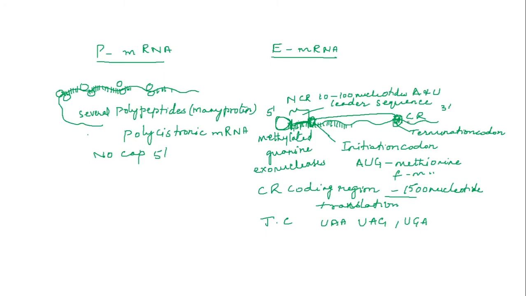After the termination codon, the mRNA strand has a long tail, and this tail of mRNA is called the polyadenylated tail. That is, it has multiple adenines. It ends like this, adenine.